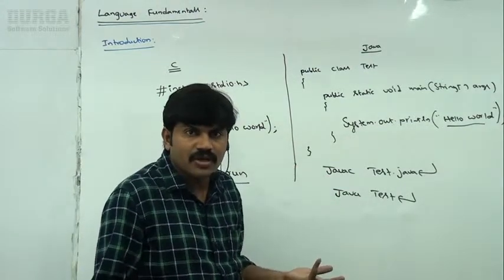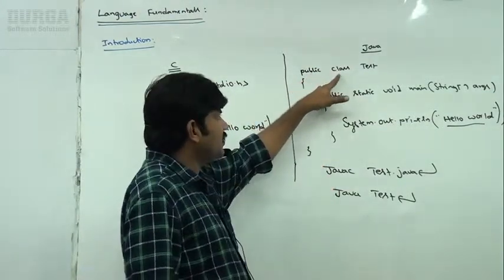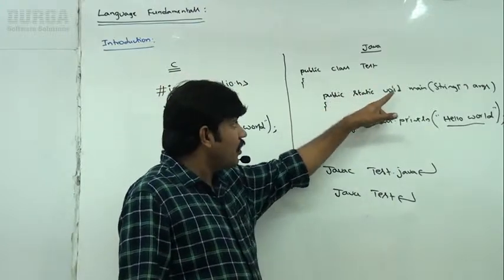Are you getting? Dad, what are you doing? I didn't get anything. Array, what is public? What is class? What is test? What is public static void main string array?